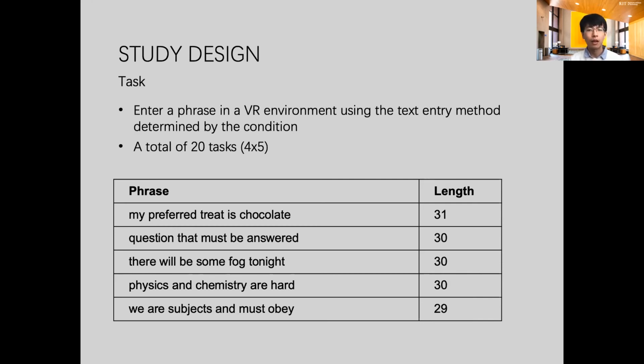After the participant completes a condition, we will show them the questionnaires that I mentioned on the previous slide to collect the qualitative data. And after they complete all the tasks, we will conduct a semi-structured interview to collect their feedback on each interaction method.